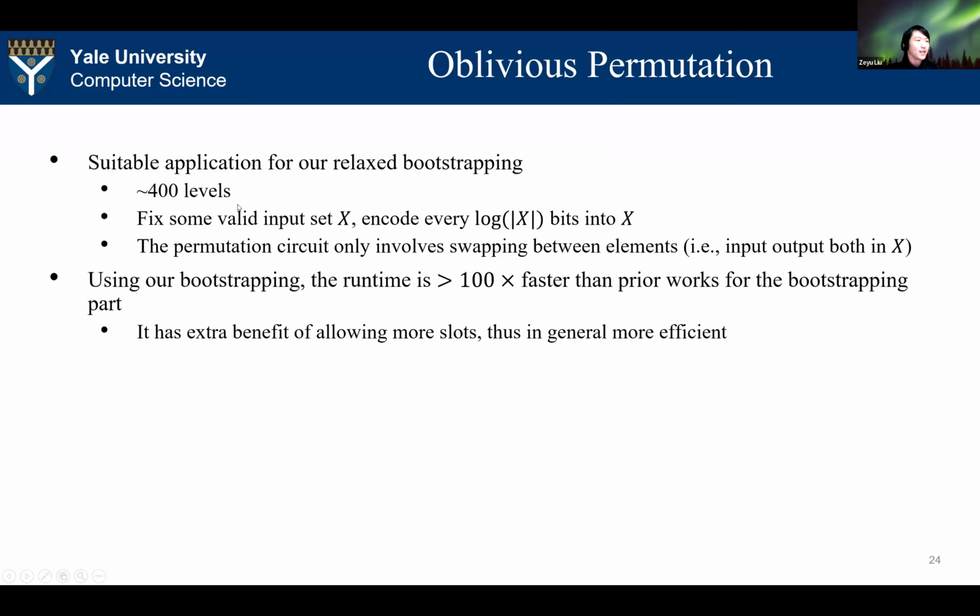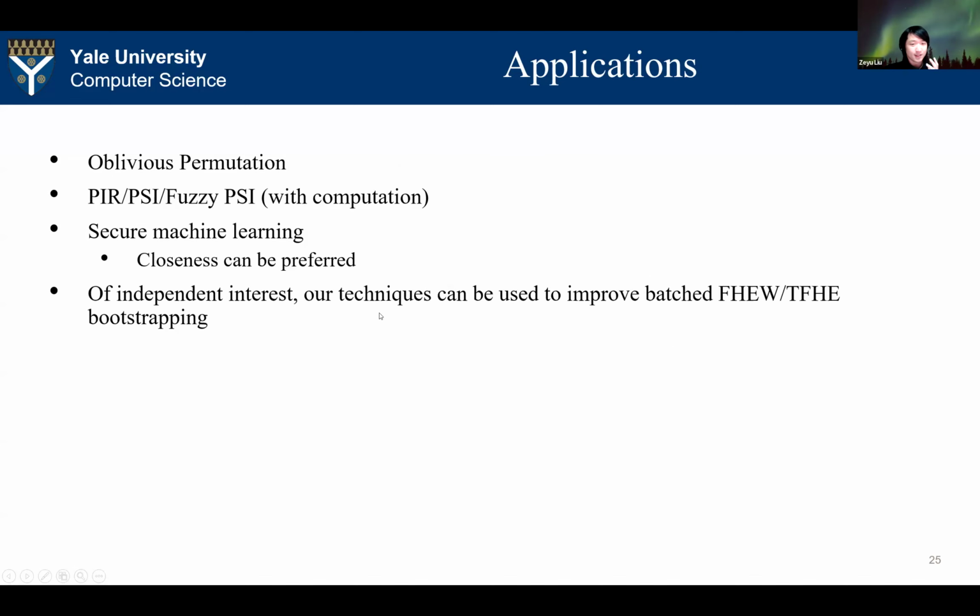I will not expand, but the point is that this is very suitable for our relaxed functional bootstrapping. First, it requires 400 levels, and second, because it is permuting database elements, we can first encode the database elements into this valid set X, and then the permutation circuit will only involve swapping, which means the elements will not change. So the input and output will both be within X. Using our bootstrapping, the runtime can be 100 times faster than prior works for the bootstrapping part alone. And we have some extra benefits, such as allowing more slots and more free parameter choices, which can make it more efficient. There are some other applications we discussed in our paper.